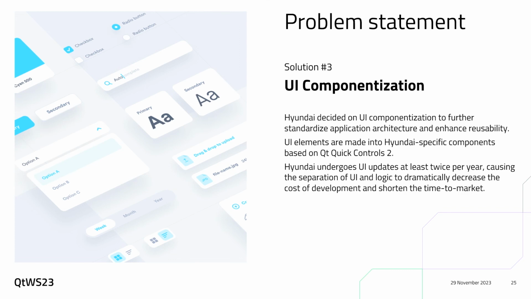And this ultimately allowed Hyundai to undergo a UI update twice per year, meaning that the time to market and the speed of iteration was massively decreased, and they were able to ultimately get a faster time to market, which always gives better iterations and gets better feedback quicker to the designers, allowing them to ultimately make it better.